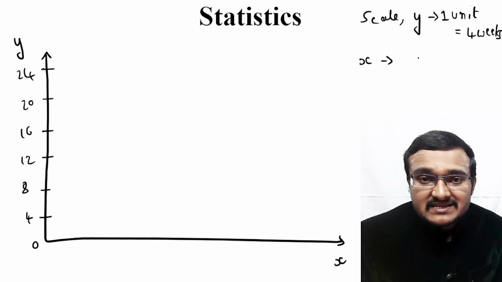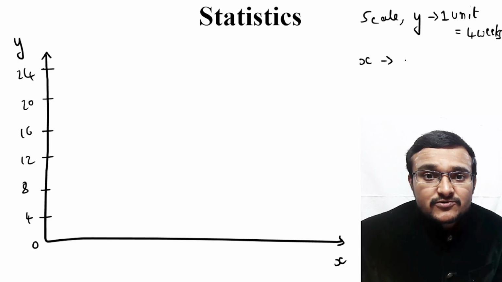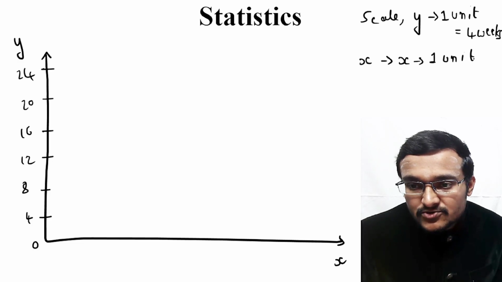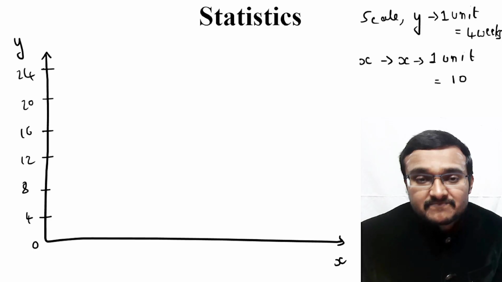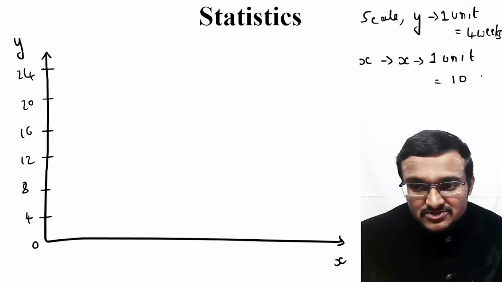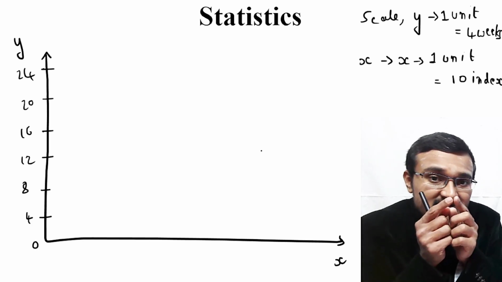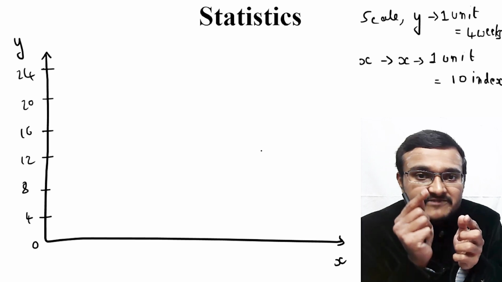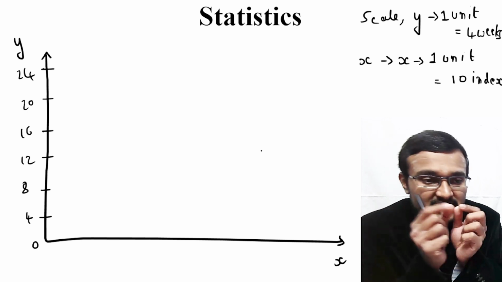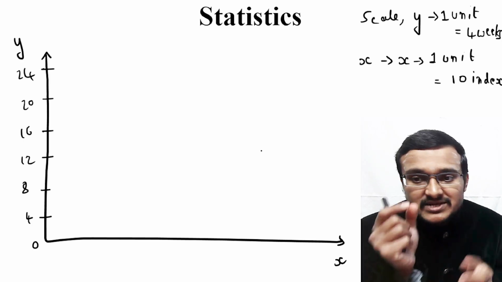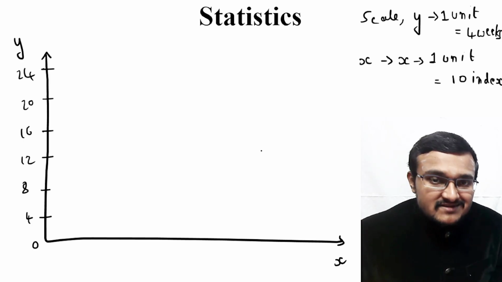Similarly on the x-axis, my range will start from 140 to 150. So similarly on the x-axis, 1 unit is equal to 10. So 10 index. Here they have given the cost of living index, so 1 unit is equal to 10 index. Why? Because we have range in terms of tens: 140 to 150, 150 to 160, 160 to 170. The difference between lower limit and upper limit is 10. So that's why 1 unit on the x-axis you can consider as 10.